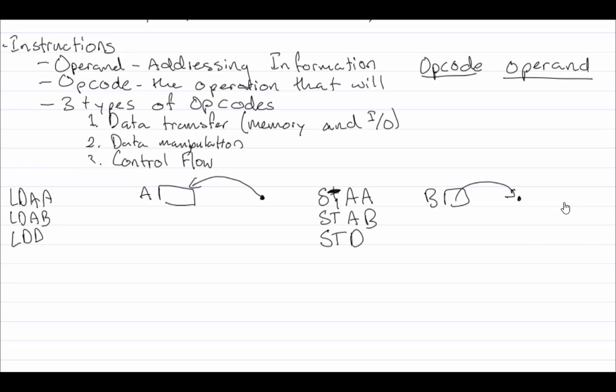For the opcode, there are 3 different types. One is data transfer. If you want to move something from memory to a register, or from a register into an I/O port, say your computer screen, you would use a data transfer type. Data manipulation is basically just arithmetic. And finally, control flow is the order in which your instructions are read. How your program runs can be manipulated using code as well.